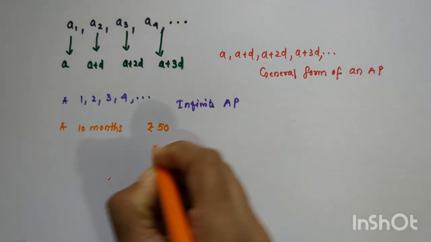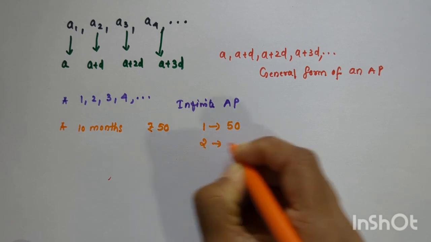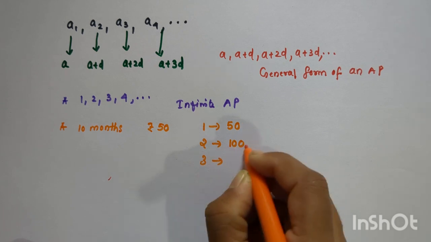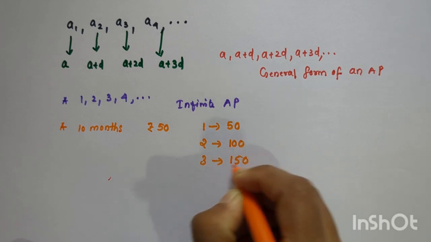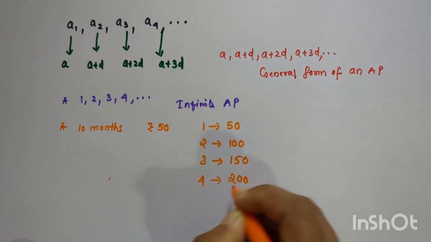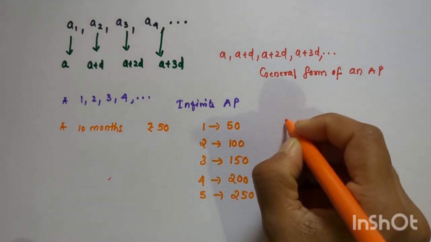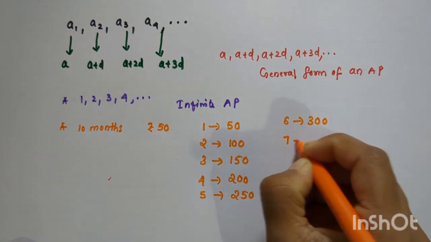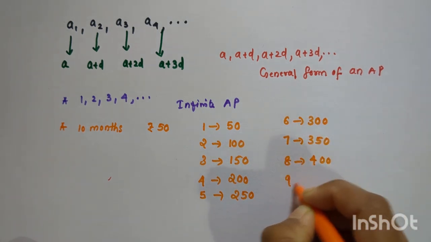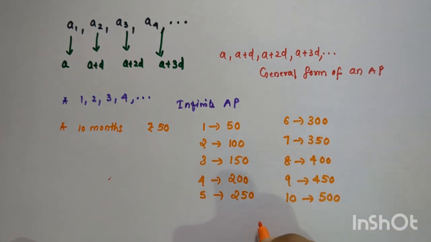In the first month rupees 50 will be saved. Second month again 50, so 50 plus 50, 100. Third month again 50, so 100 plus 50, 150 is the total savings now. Fourth month 150 plus 50, which is 200. Fifth month 250. Sixth month 300 rupees. Seventh month 350 rupees. Eighth month 400 rupees. Ninth month 450 rupees, and in the 10th month the total savings will be 500 rupees.